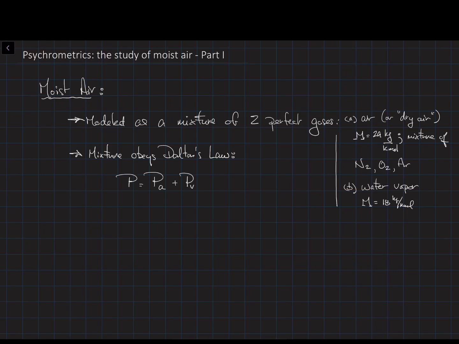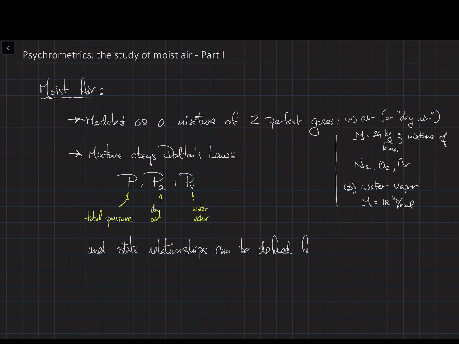Since it's a mixture of perfect gases, we can apply Dalton's Law to this mixture, which means that our total pressure is going to be equal to the sum of the two partial pressures, that of dry air and water vapor. So that's our total pressure. The state relationships are going to be defined for this mixture, just like we've previously done for mixtures of ideal gases.